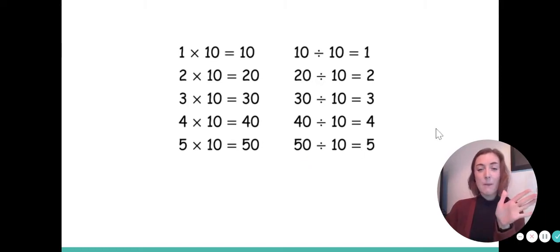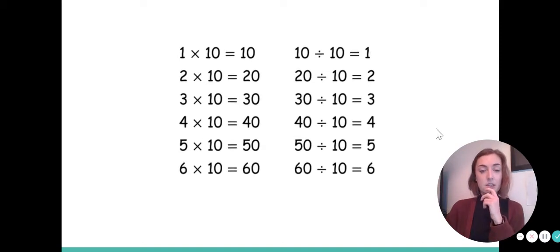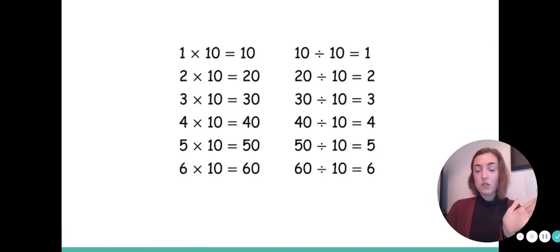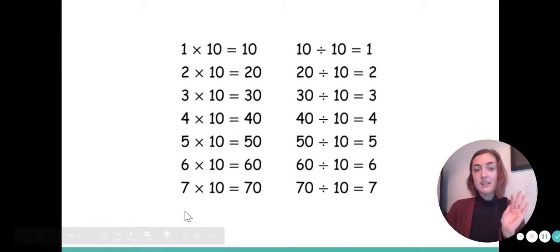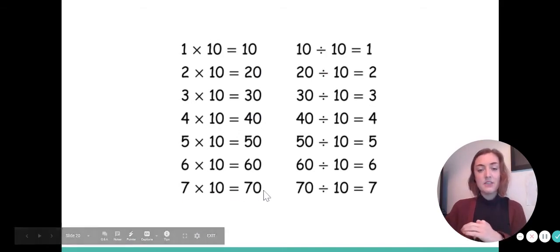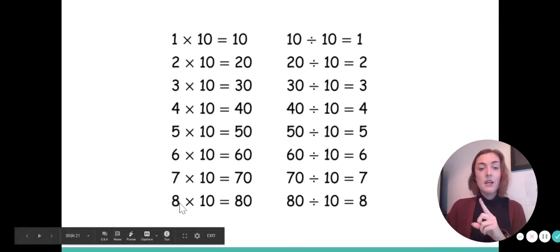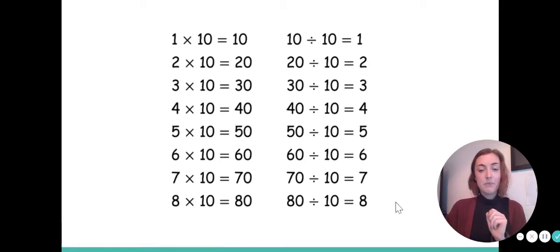What came next? Shout out at me. What number is going to come next? 6. 6 times 10 is 60. 60 divided by 10 equals 6. What do you think is coming next? 7. 7 times 10 is 70. 70 divided by 10 equals 7. Let's do one more. Well done. 8 times 10 is 80. 80 divided by 10 equals 8. You may have kept going after that. Well done if you did. Send me a picture so I can see how far you managed to get in the pattern.